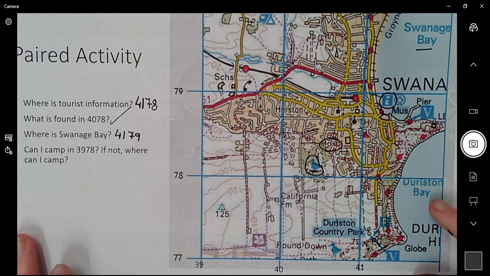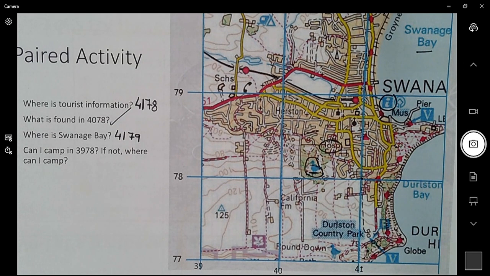And the final one, can I camp in 3978? If not, where can I camp? So now 2 parts to that question. Can I camp in 3978? Pause the video here and go to 3978 and see if you can camp. Once you find out if you can or cannot camp, unpause the video and we'll see where we could go.